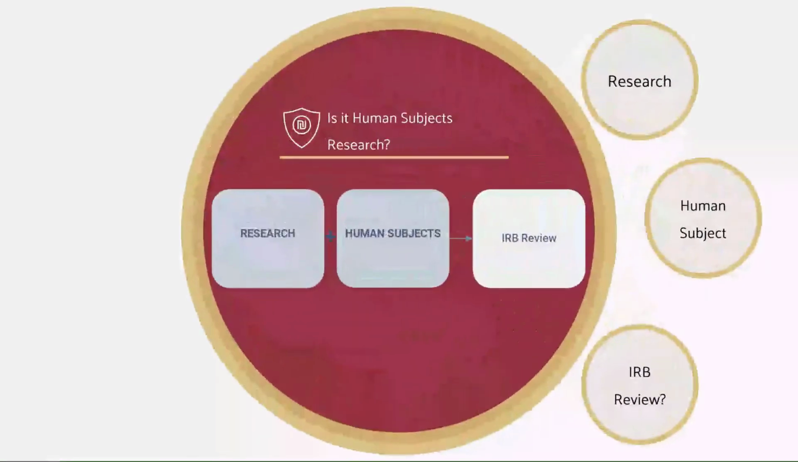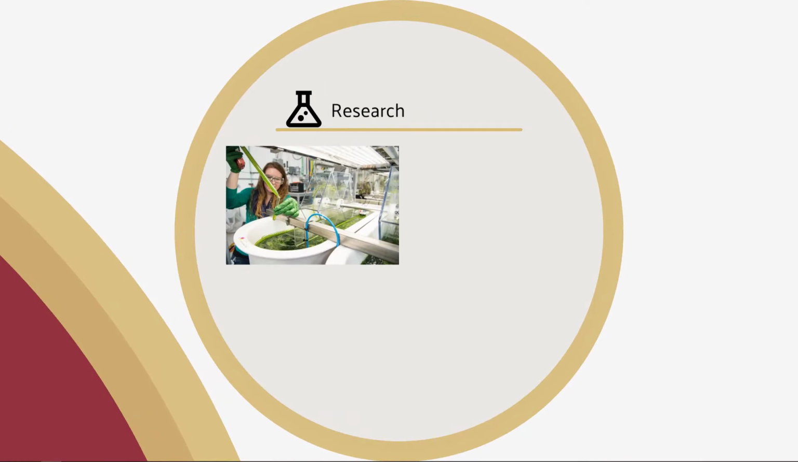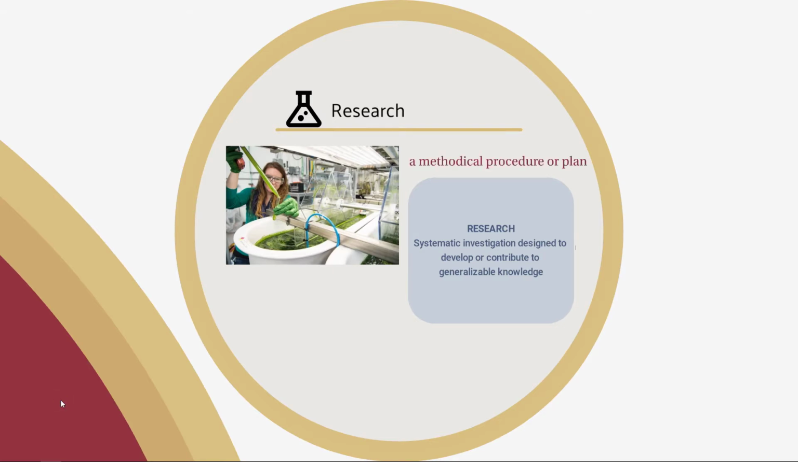IRBs are required to review all projects that meet the federally regulated definitions of both research and human subjects. Let's dive a bit further into some key terms found within this definition. A systematic investigation means a study or examination involving a methodical procedure or plan that may be qualitative or quantitative in nature. Design refers to the purpose of the investigation.